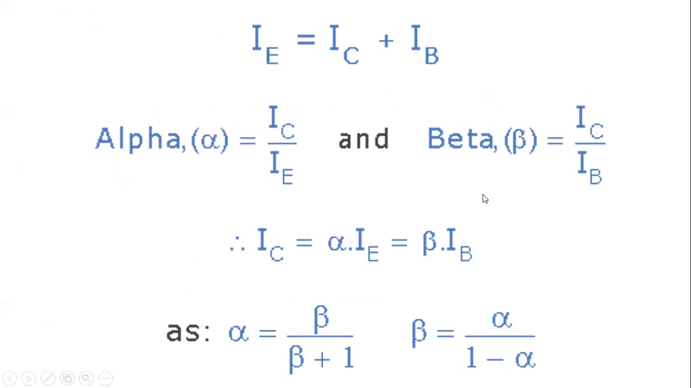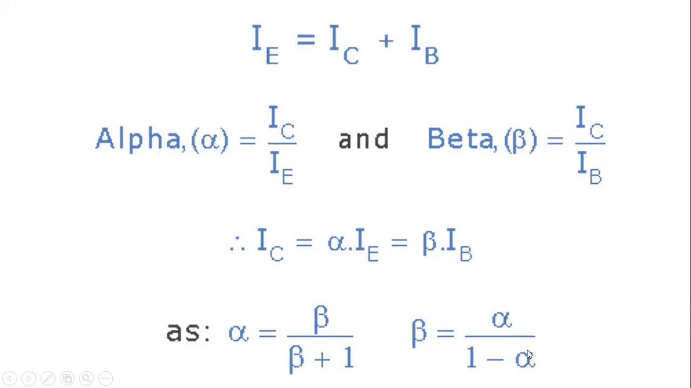So we have the relationship that IE is equal to IC plus IB. We will put those values within this equation. And IC equals alpha IE, from this equation, alpha is equal to IC upon IE. This will give IC equals alpha into IE. So when we put those values within this relation, we will get a relation that alpha equals beta upon 1 plus beta, or beta equals alpha upon 1 minus alpha.